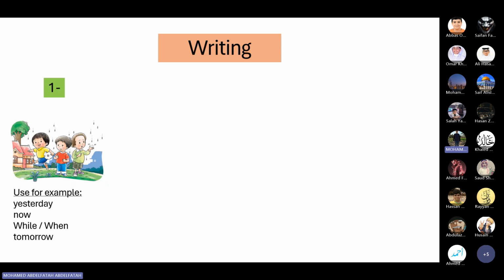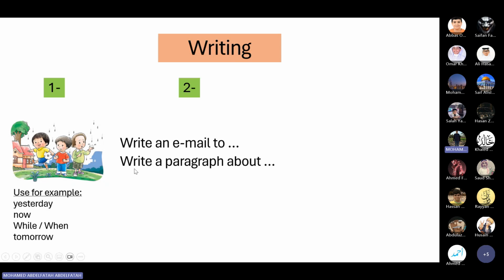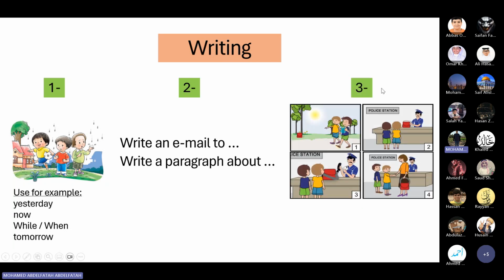Type number 2 is to write an email to your friend or to write a paragraph about a specific topic. Type number 3 is a picture story. You will be provided with a picture and you have to write a story about this picture. And today, inshallah, we'll learn how to deal with this type of questions.